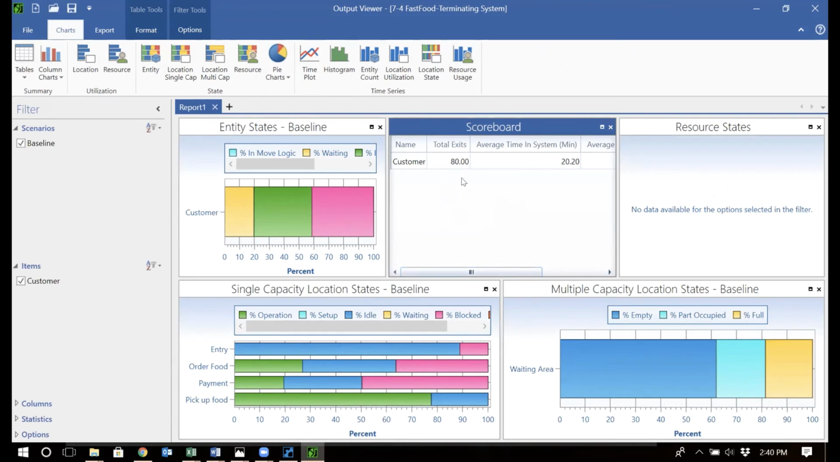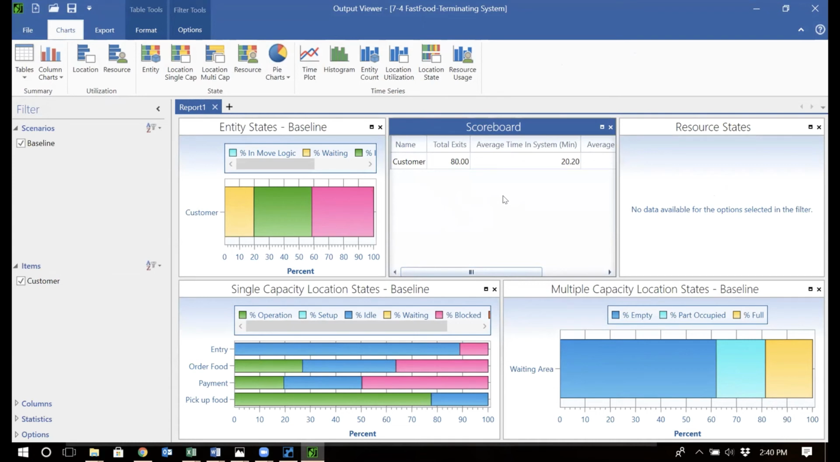I have 80 customers that have exited the system. My question is, have all these 80 customers received the food and have left? No. Why?